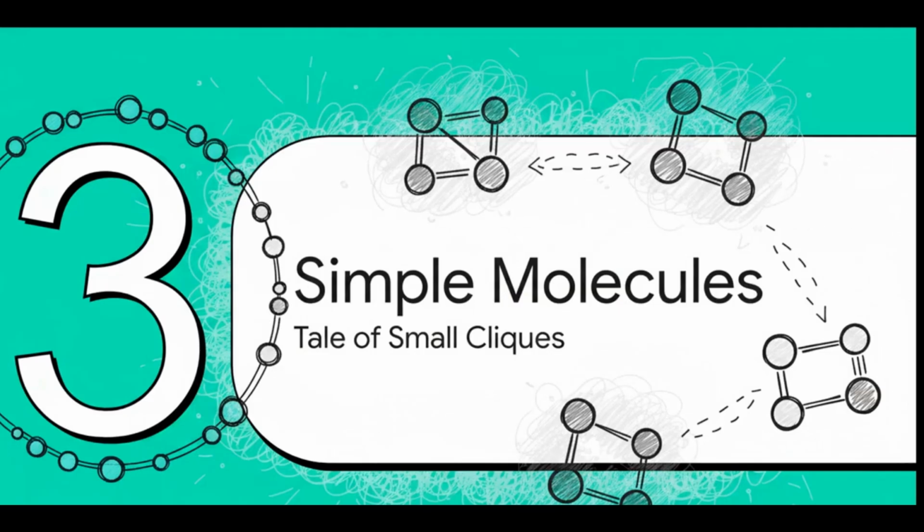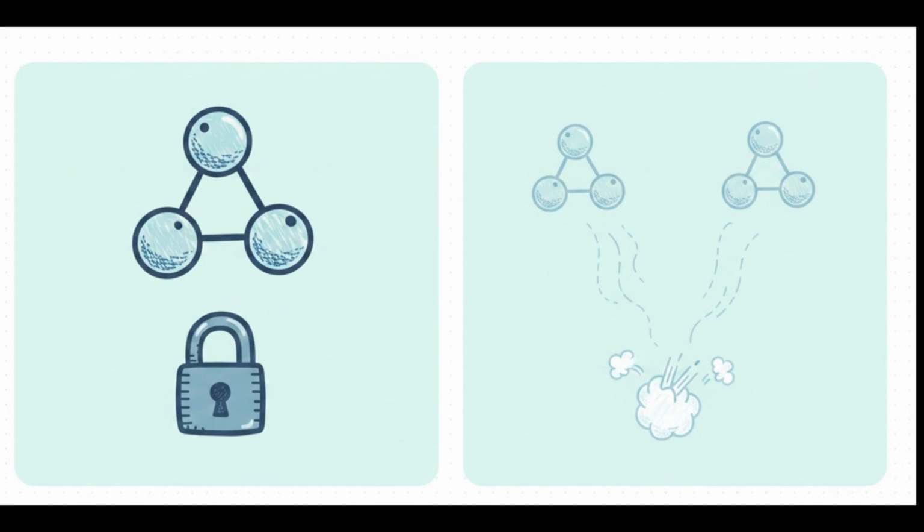All right, Section 3, simple molecular structures, or as I like to call it, the tale of small cliques. So you might be wondering, how do these tiny molecules interact with each other when they're all grouped together? Well, the crucial thing to grasp here is a major distinction. Think of a simple molecule kind of like a tightly knit family unit. The covalent bonds holding the atoms together inside the molecule are incredibly strong. But that family doesn't really interact much with its neighbors. The forces between the different molecules, which we call intermolecular forces, are actually surprisingly weak.